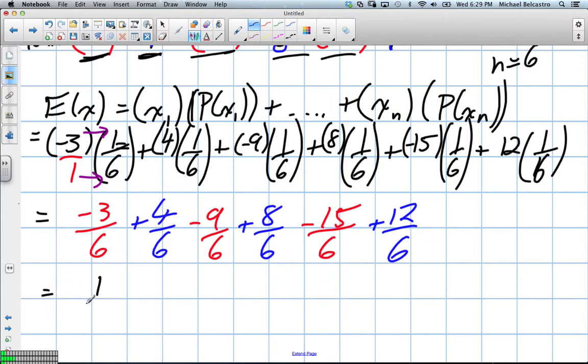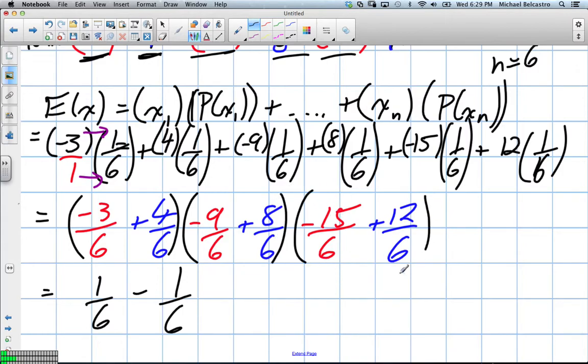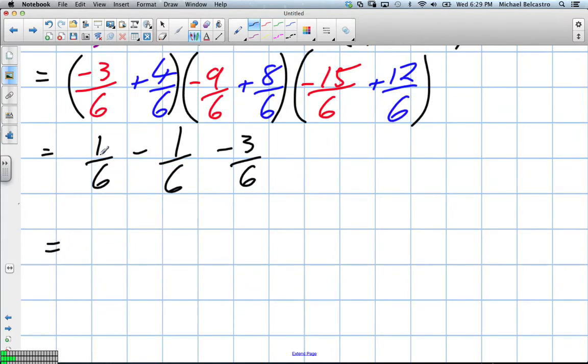-3 plus 4 will give us 1 over 6. Right? So we have a positive value there. So I just simplified the first two. I'm going to simplify them in pairings, okay, which is fine. -9 plus 8 is what? -1 over 6. That's our second pairing. And our last one gives us -3 over 6. So these guys cancel out and you get -3 over 6, or an expected probability of -0.5. Okay. So our expected outcome is -0.5.